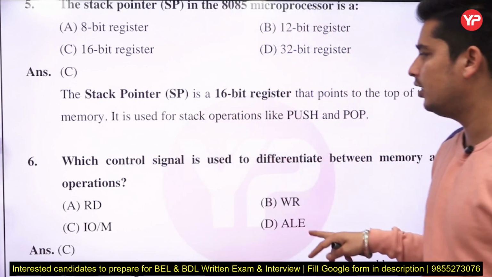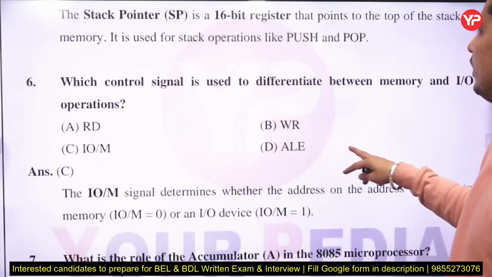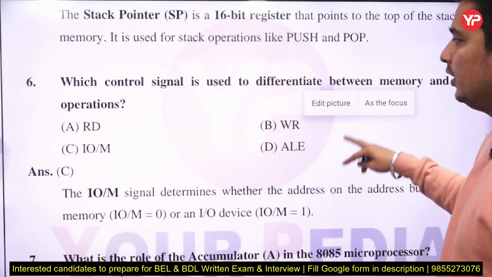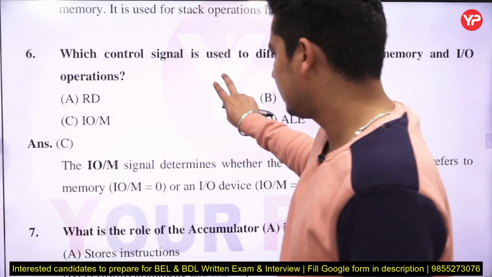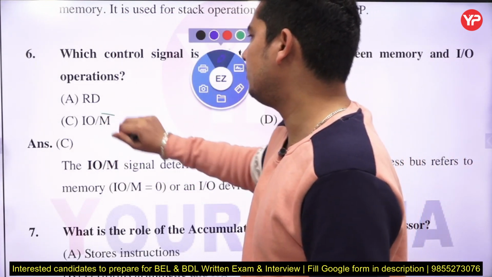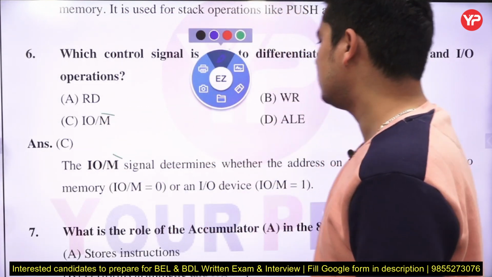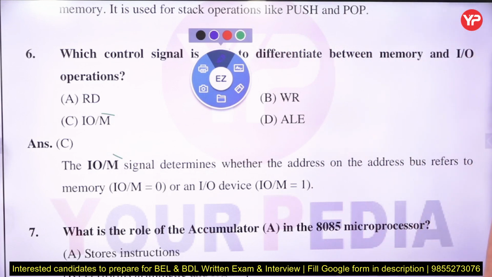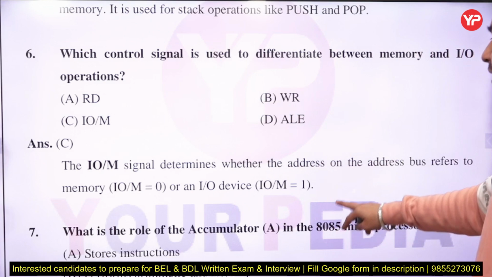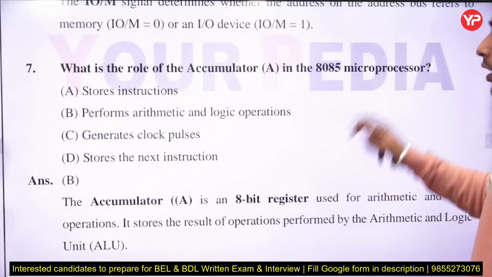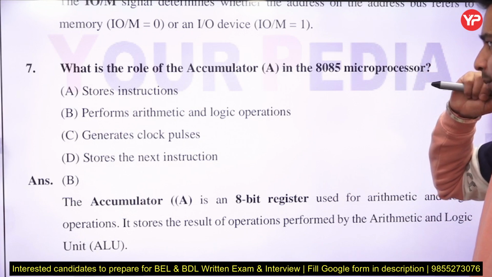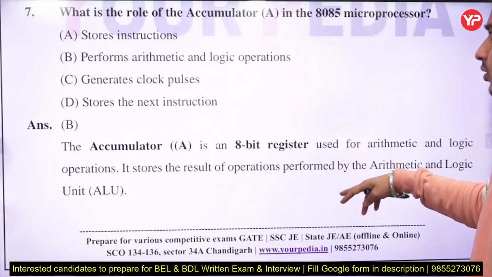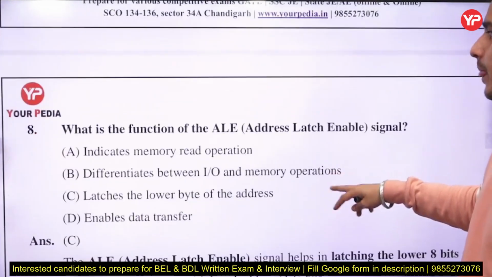Which control signal is used to differentiate between memory and I/O? That is done by IO/M bar. Remember that one, M bar. This is an active low signal, right? That will differentiate whether we are performing a memory operation or an I/O operation. What is the role of the accumulator in 8085? It performs arithmetic and logical operations. You already know that thing, right?